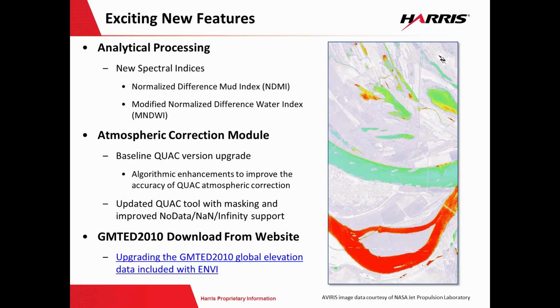We've also made updates to our atmospheric correction module. So the baseline quick atmospheric correction version has been upgraded. There's more information available about that on our website. We also ship a GMTED 2010 global elevation data set with ENVI. If you are an ENVI user and you want it, we actually are offering it on our webpage, because it's such a big file that we decided not to ship it with the product. I think it's about 1.5 gigs. There's a higher resolution GMTED 2010 global elevation data set that you can download from our webpage. So feel free to check that out.